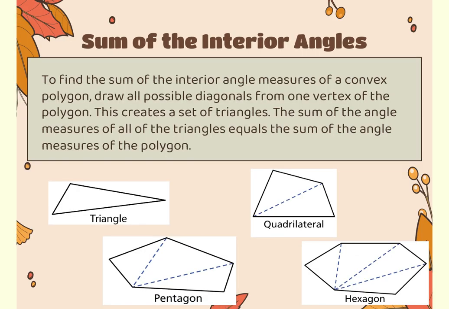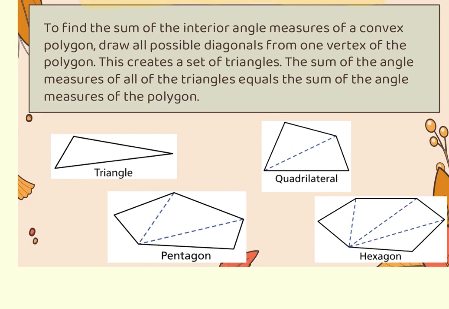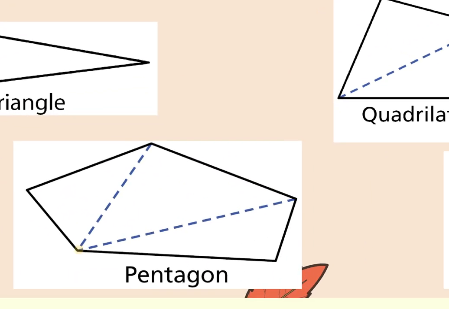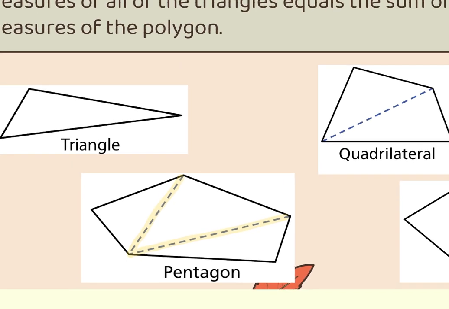The first formula that we're going to learn about is the sum of the interior angles. So this is the explanation of it. To find the sum of the interior angle measures of a convex polygon, you can draw all the possible diagonals from one vertex of the polygon. In doing so, it creates a set of triangles. The sum of the angle measures of all the triangles would be the sum of the angle measures of the polygon. For example, if I picked one vertex of the pentagon and drew all the possible diagonals, it would divide this into 3 triangles. Each of those triangles adds up to 180, so it would be 3 times 180.